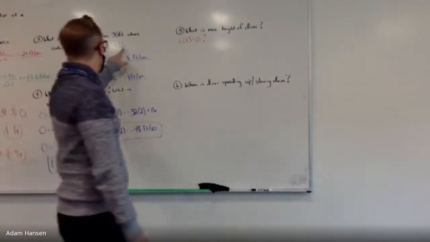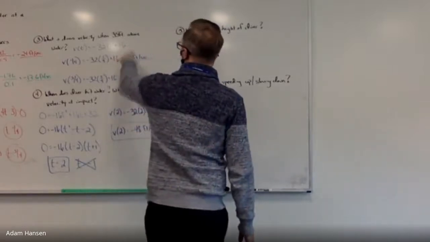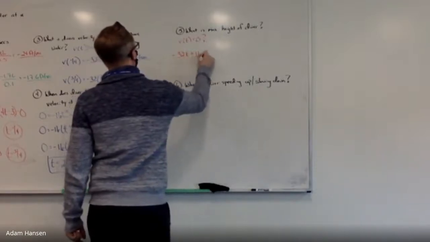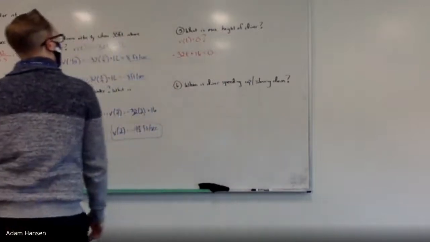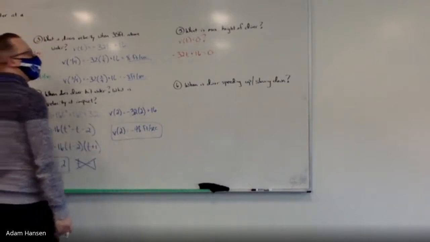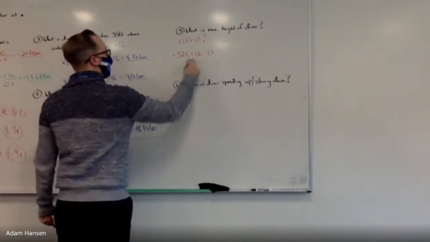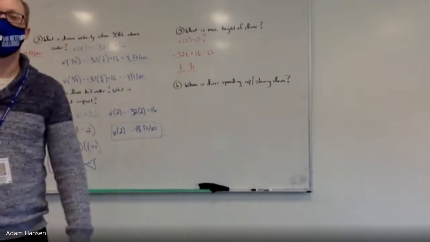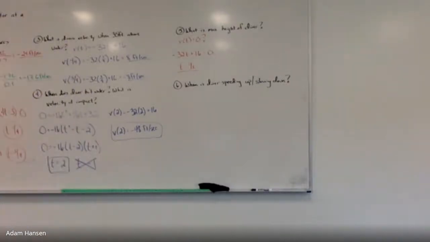So let's set the velocity function equal to 0 to figure out where the top of the diver's path is. Negative 32t plus 16 equals 0. Subtract 16, divide by negative 32. That's 1/2. Is that the answer to the question? What did I just figure out? The time it takes him, 1/2 second after he jumps, to be at the top. Does that answer the question? What do I have to do with the 1/2 now?